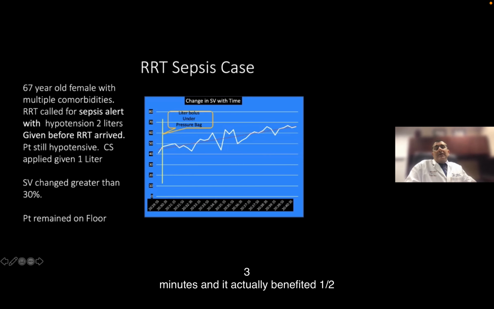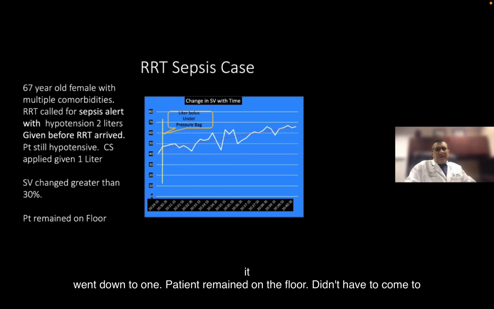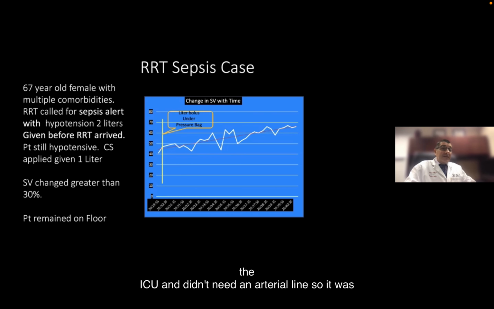And it actually benefited this patient. Their lactic acid at that time was like 2.5, and it went down to 1. The patient remained on the floor, didn't have to come to the ICU, and didn't need an arterial line. So it was very useful. Our non-invasive ClearSight was extremely important.